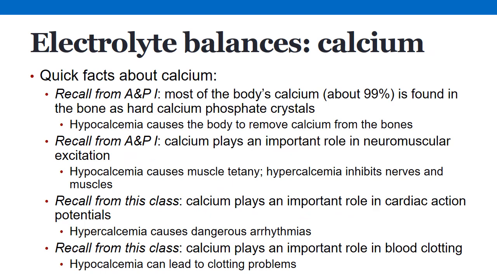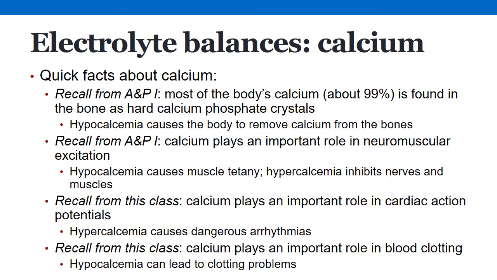Finally, we want to talk briefly about calcium. You'll probably remember from A&P1 that most of the body's calcium, about 99% of it, is tied up in the bone as hard calcium phosphate crystals. Hypocalcemia, too little calcium in the blood, causes the body to start removing calcium from the bones. And so long-term hypocalcemia can lead to osteopenia or eventually even osteoporosis.